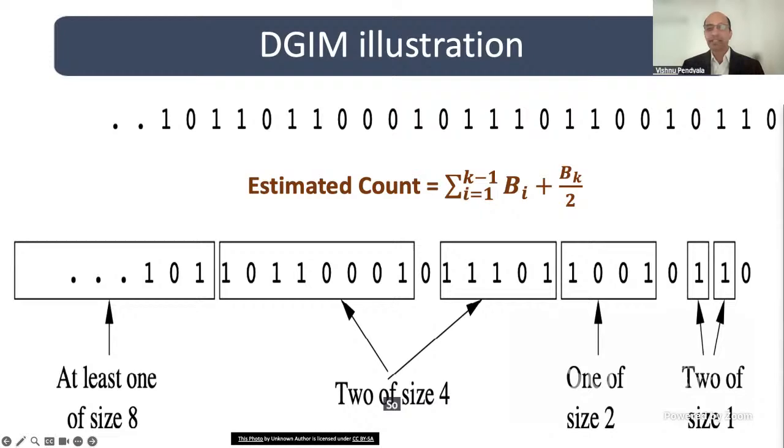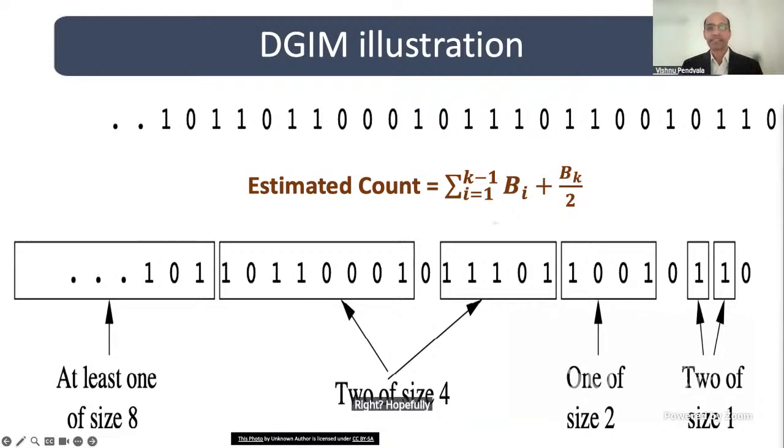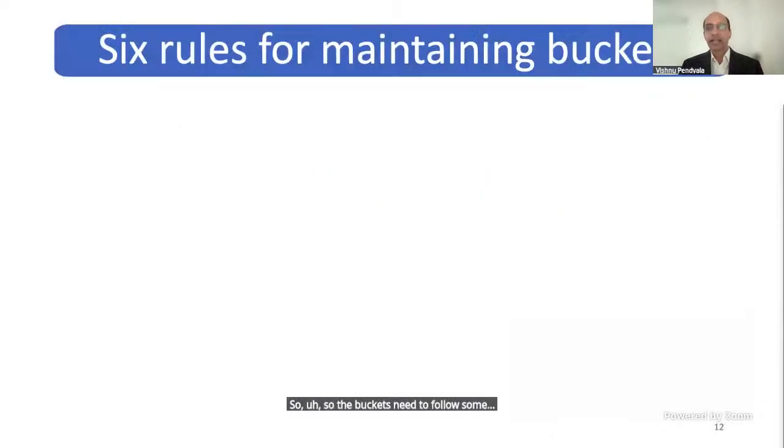So this slide brings the algorithm to life pretty much. So overlapping rectangles, or rather the rectangles that age as the stream progresses. So even without exact math, the visualization makes the pattern of exponential compression intuitive, right? Hopefully, you would have made out the algorithm from the slide itself. So the buckets need to follow some housekeeping rules. So there are 6 rules.